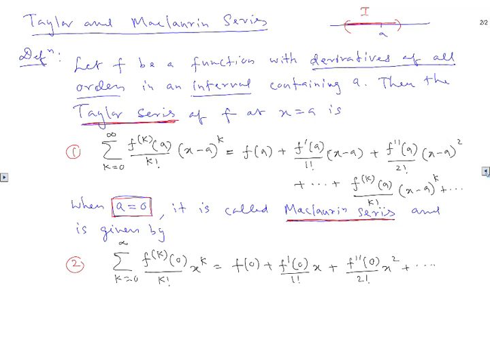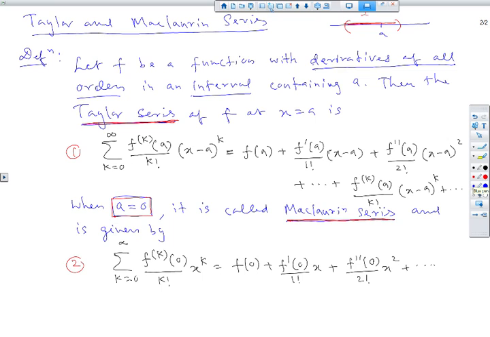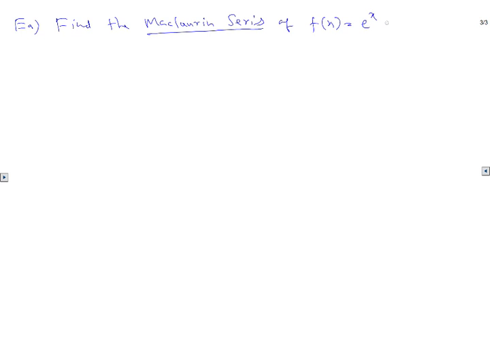So we can start with something easy. So let's do this one. So the first example, find the Maclaurin series of f of x equal e to the x, and find where it converges.